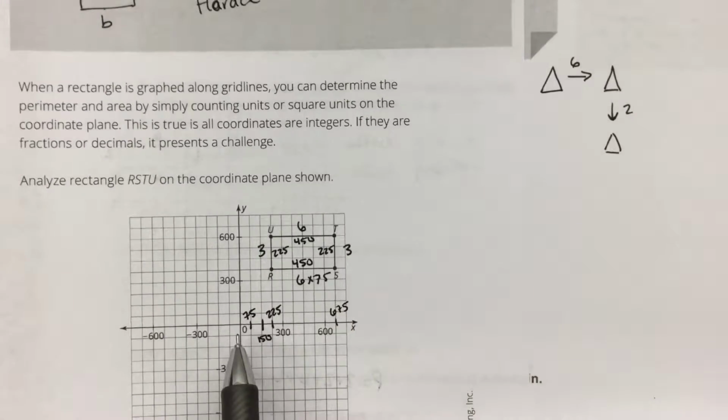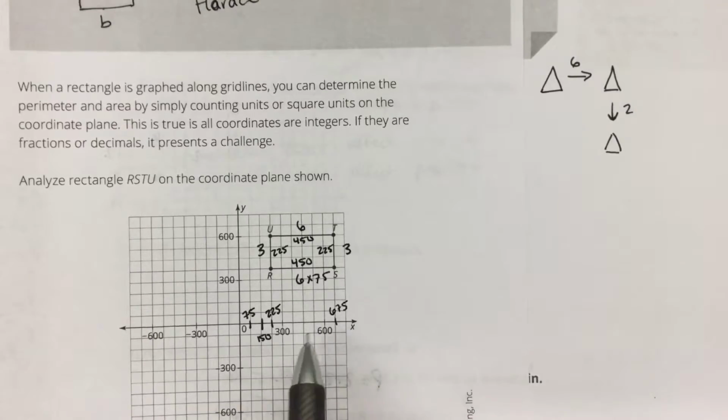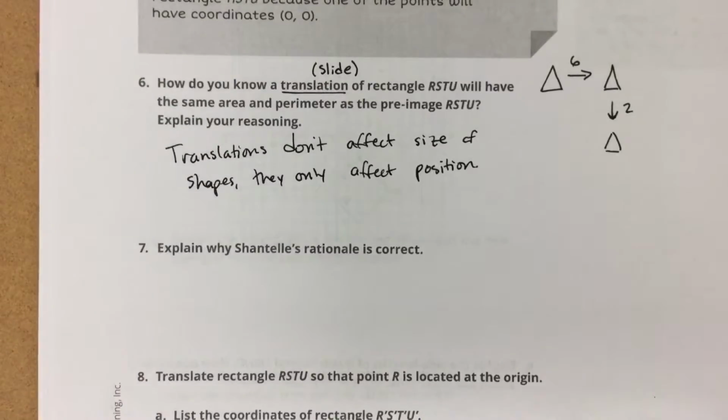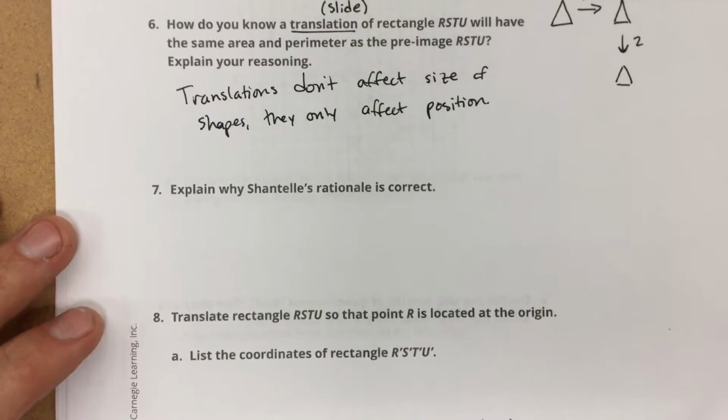I can just count from 0 and go up to whatever I need to go up to. In this case, it was 450, right? So I can just do that and not have to worry about it, okay? So that is why she's correct. I'm not going to write all that out, but that would be your answer for number 7.